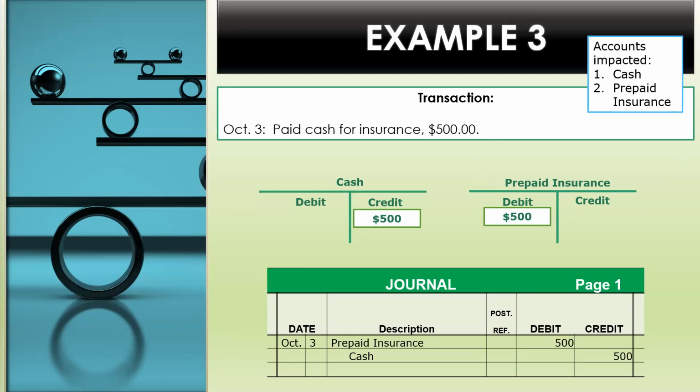You can see here, this transaction impacts 2 accounts, cash and prepaid insurance, and it has a debit and a credit. You can also see debits equal credits, so we remain in balance here.